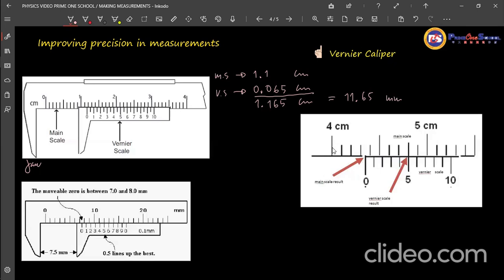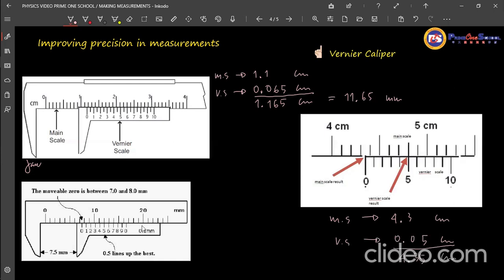Yeah, the main scale is 4, 4.1, 4.2, 4.3, but actually there are more than 4.3, so we read the main scale equals to 4.3 centimeter. Okay, and then find the point that coincides, oh, this one, 5. So for the Vernier scale, the unit is centimeter, and then just put it behind this number, so 5. So it becomes 0.05 centimeter, so it becomes 4.35 centimeter.